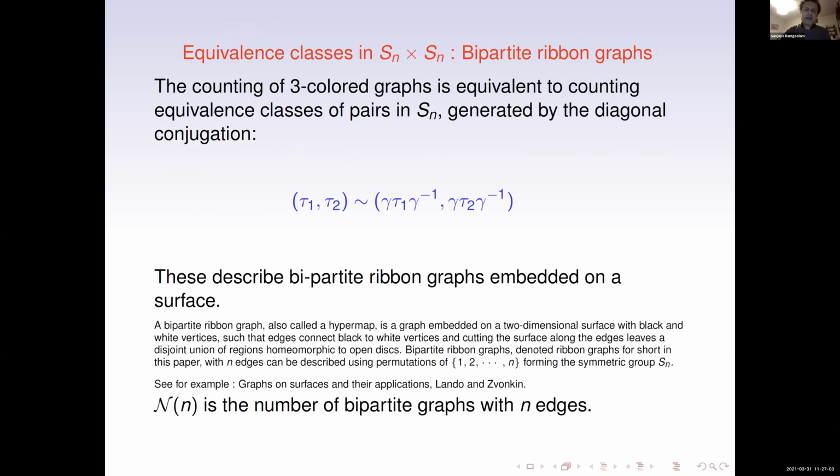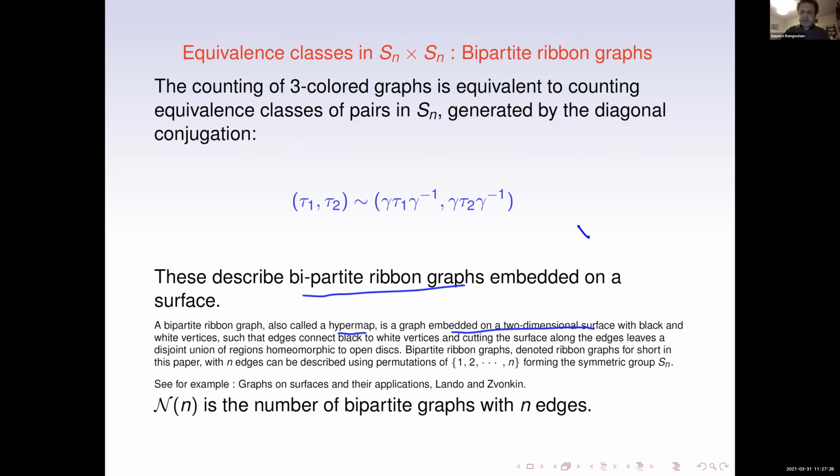So we end up counting pairs of permutations subject to this equivalence under conjugation by the same permutation on both sides. Now, this has a known combinatoric interpretation in terms of bipartite ribbon graphs, which are also called hypermaps. So these are graphs embedded on a two-dimensional surface.